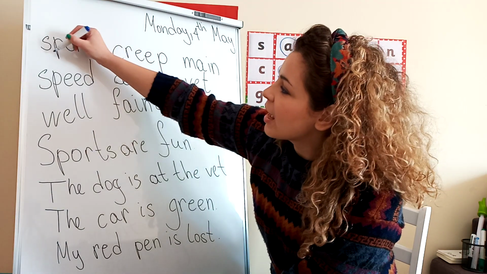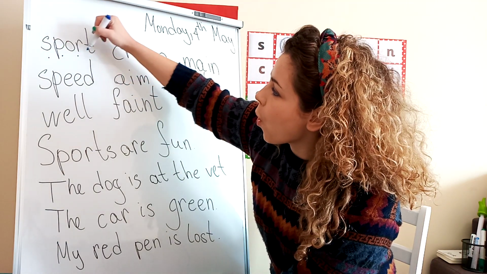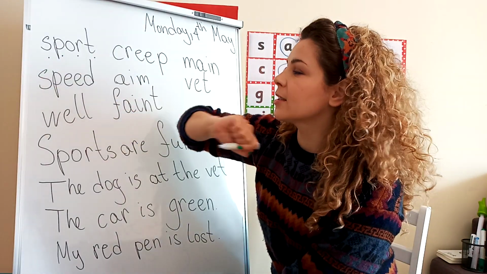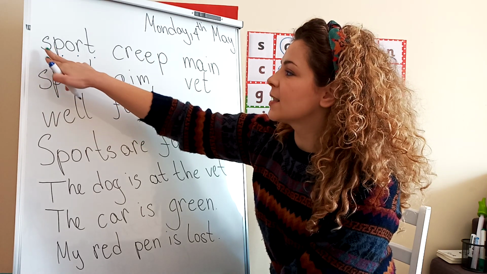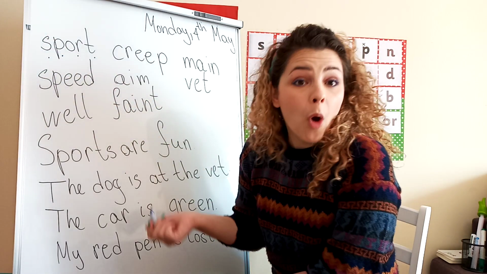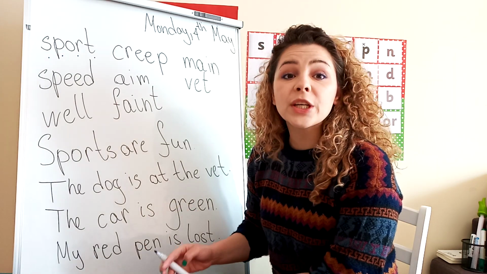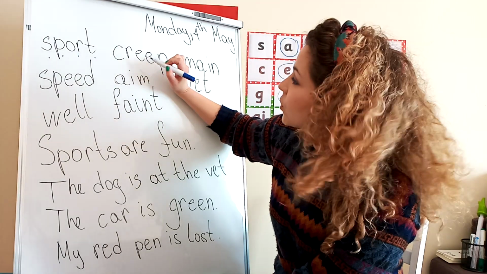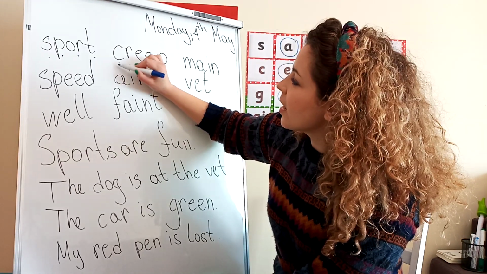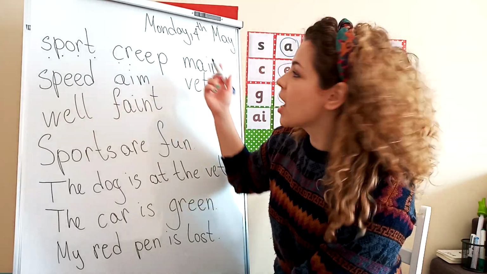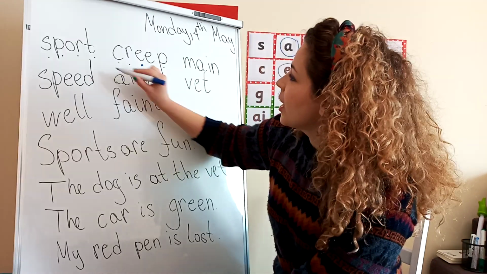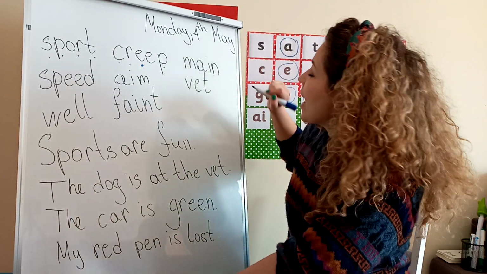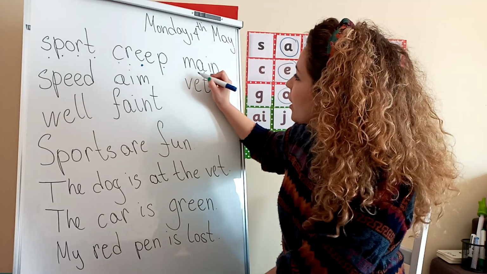So look here, we have s, p, o, r, t. So first we need to blend the first consonants. Sp, sp, sp, sport. Sport, like tennis, football, basketball. Those are all different sports, yeah? Then we have, again, 2 consonants to blend. K and R. K, R, cr, cr. E, p, creep. To creep, yeah? To move slowly, quietly, secretly. Creep.